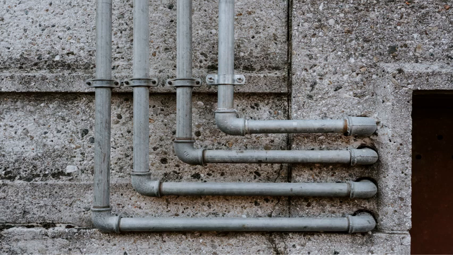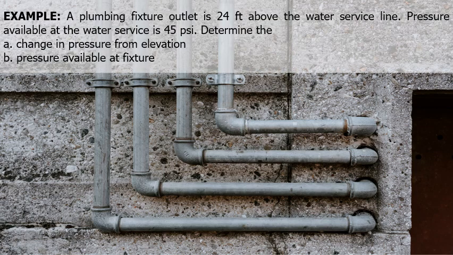Let's have an example. A plumbing fixture outlet is 24 feet above the water service line. Pressure available at the water service is 45 psi. Determine the change in pressure from elevation and the pressure available at fixture.